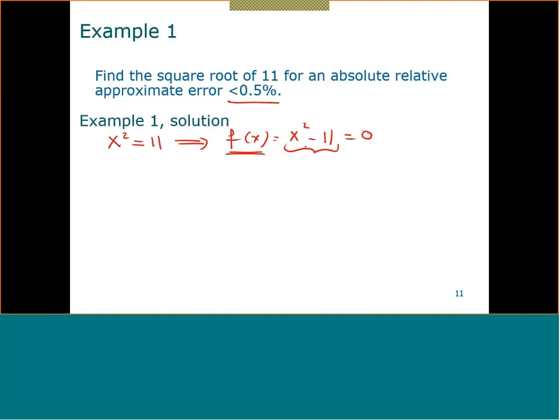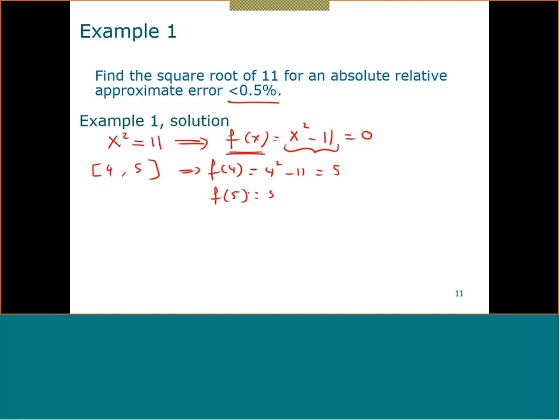I mean, this is obvious, you know that the answer is between 3 and 4, but let's start between 4 and 5 and see what will happen. Okay, so let's find f of 4. This is equal to 4 squared minus 11, which is equal to 5. Then let's say f of 5. This is equal to 5 squared minus 11, which is equal to 25 minus 11, which is 14.